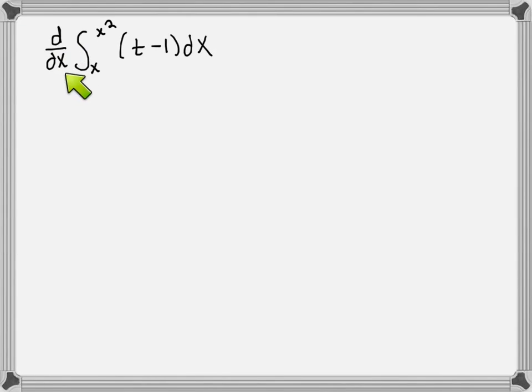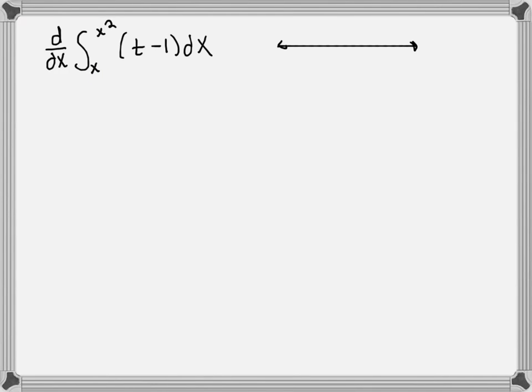So I want to take the derivative of an integral, so I'm going to use the fundamental theorem of calculus, but notice that this doesn't match two of the three items that I need. The lower bound isn't a constant, and my variables don't match. So first thing I'm going to do is concentrate on putting the lower bound as a constant.